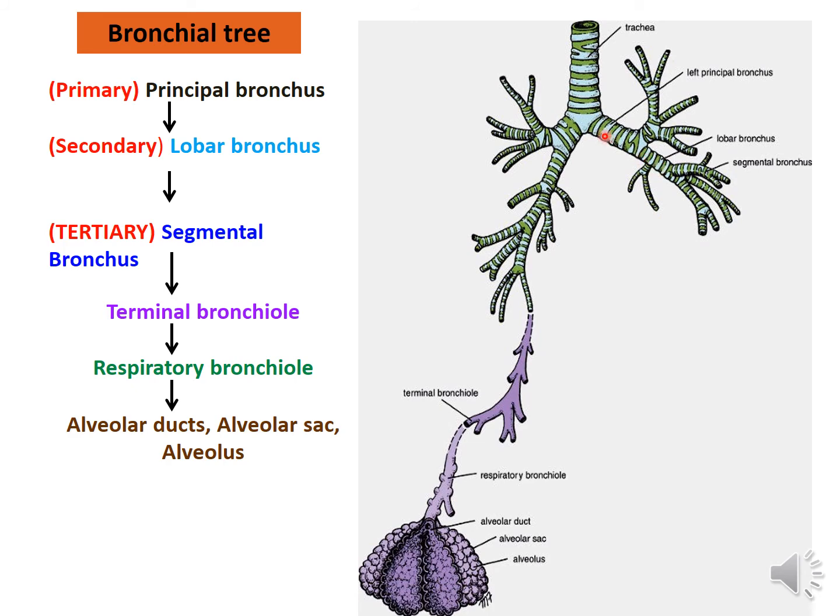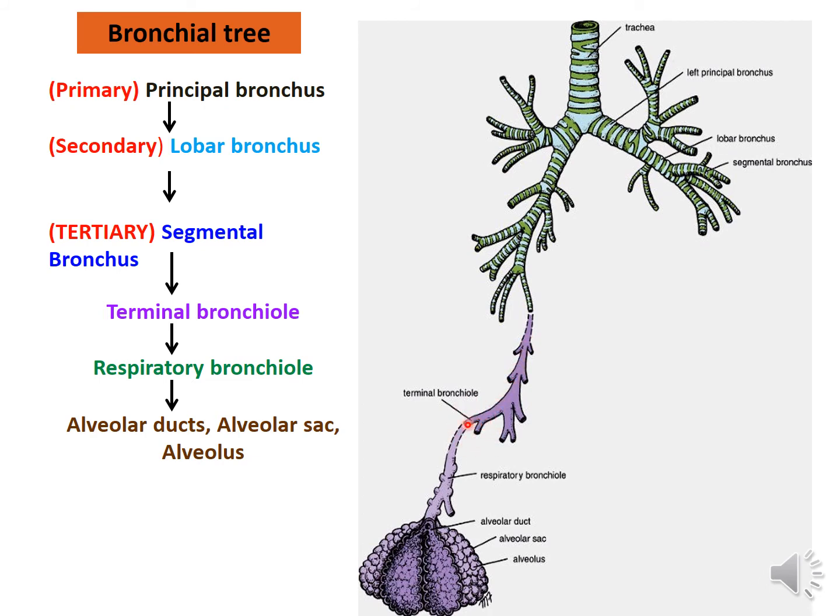Each lobar bronchus or secondary bronchus further divides and forms segmental bronchi. You can see here these are the segmental bronchi. Then each segmental bronchus will further continue to divide and form bronchioles, and the lowermost division of bronchiole is the terminal bronchiole. So here you can see this is the terminal bronchiole.